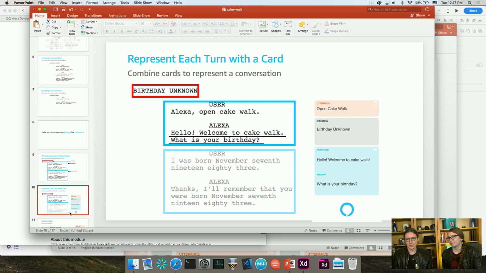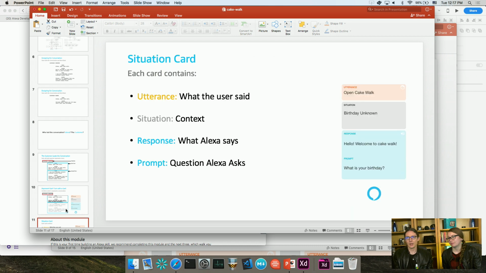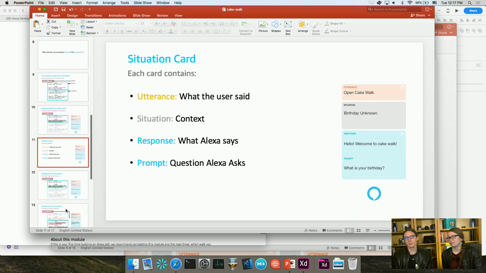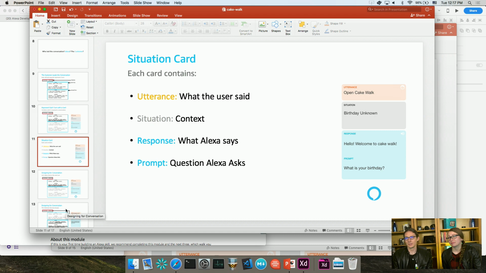So let's take a look at how these cards are built out. You can see here we've got the utterance, our situation, and our response and prompt. Notice the prompt is always after the response, which is another really good reason to separate these mentally, if not physically on the card.